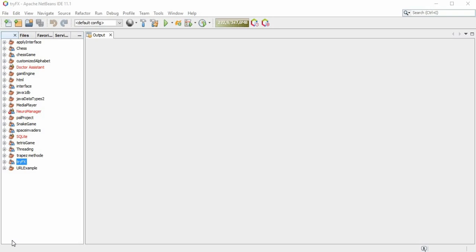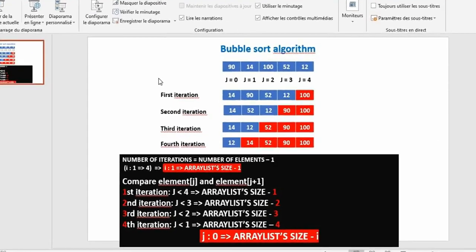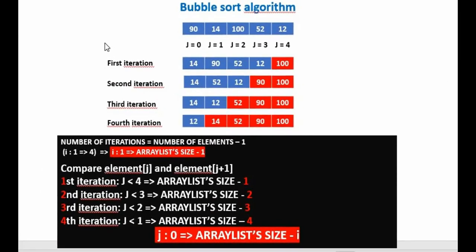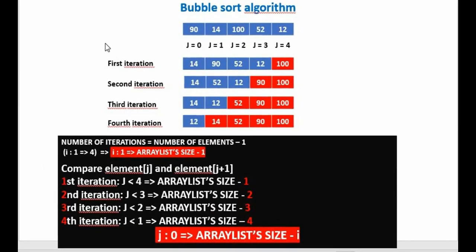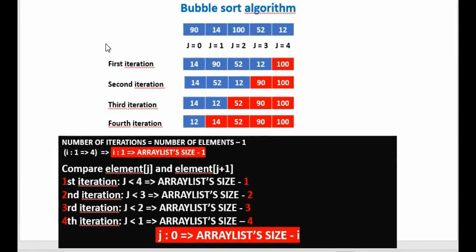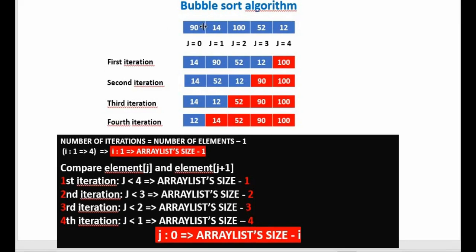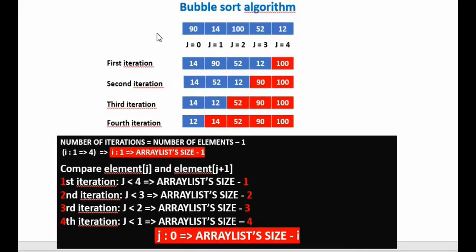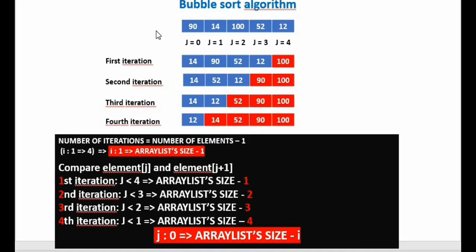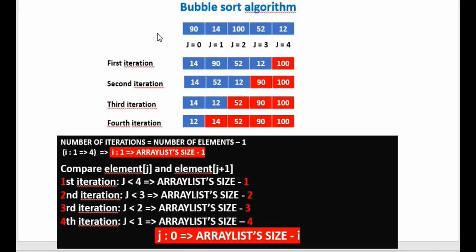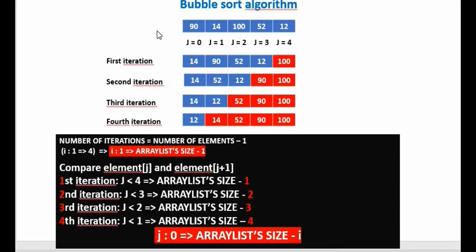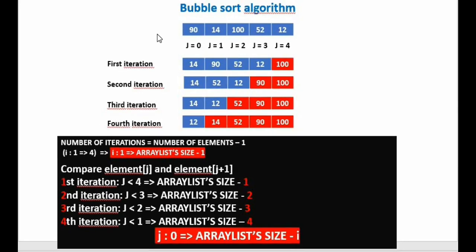Now, before we answer this question, let's first get a little bit familiar with sort algorithms, how this sort process works. In programming languages, we use a bunch of sort algorithms. One of the simplest is known to be the bubble sort algorithm. Let's suppose we have a list of numbers, the one here with the following elements: 90, 14, 100, 52 and 12. Let's suppose that we want to sort it in ascending order.